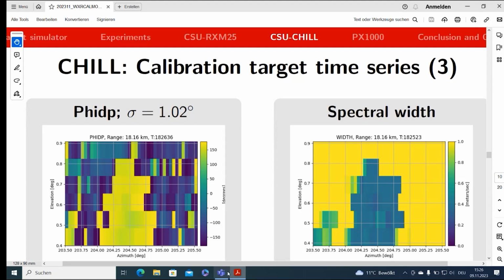The CHILL radar is a klystron radar. No, that's true, but the S band of CHILL is a klystron radar, but the X band of CHILL is a magnetron radar.